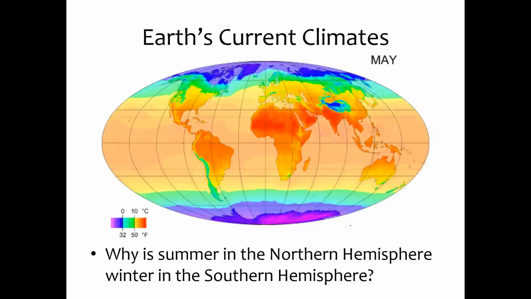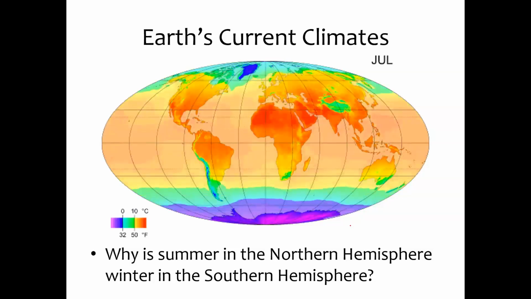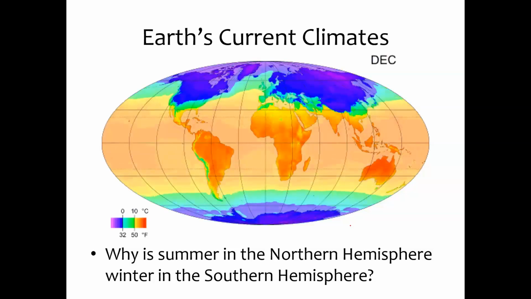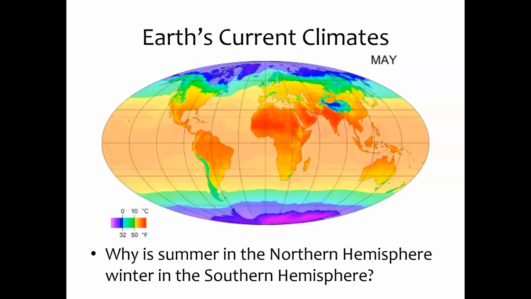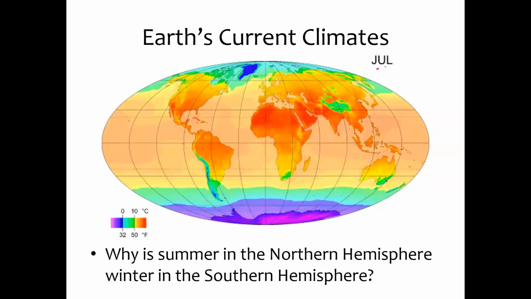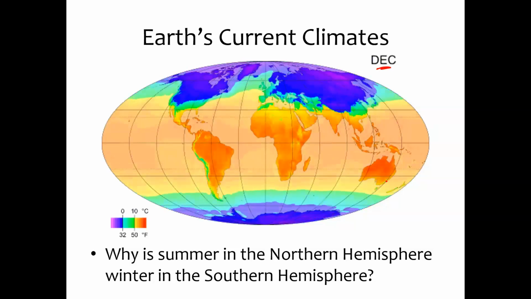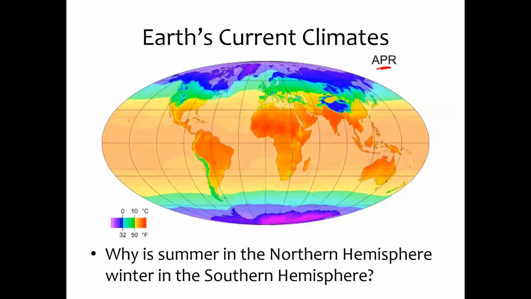Why is summer in the northern hemisphere, winter in the southern hemisphere? If you've never been to the southern hemisphere, this can come as somewhat of a surprise: winter in the southern hemisphere, in places like Sydney, Australia, is actually going to be in the months of July and August. That's when the temperatures are coldest in the southern hemisphere, which is opposite what we get in the northern hemisphere.